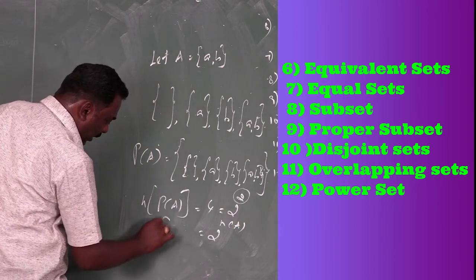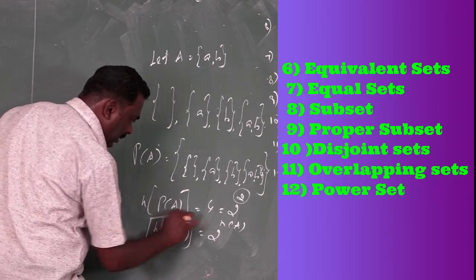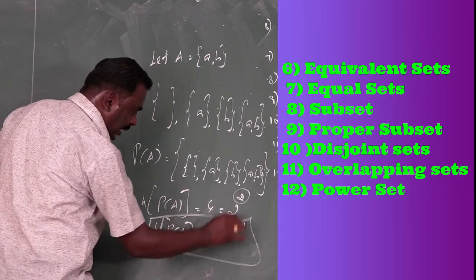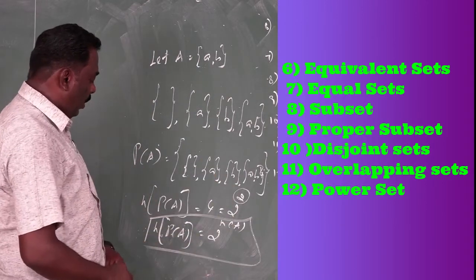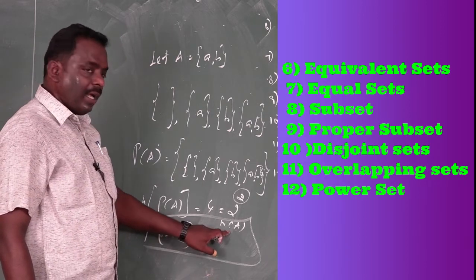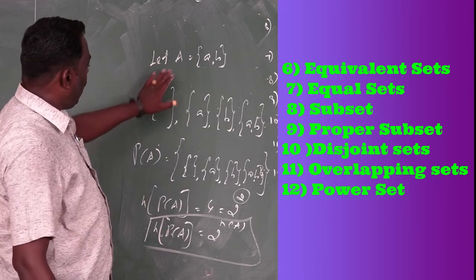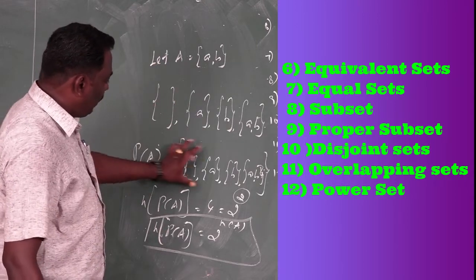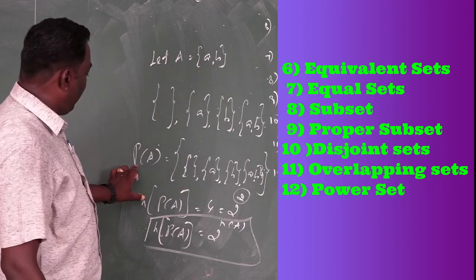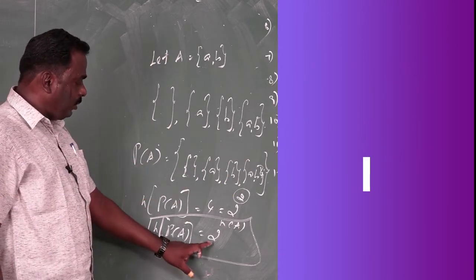Therefore, n(P(A)) is defined as 2 power n(A). That is the formula to find the number of elements of the power set, equal to 2 power n(A). The formula for a power set: the power set is defined as all the subsets written within the set brackets. And the number of elements of the power set is 2 power n(A).